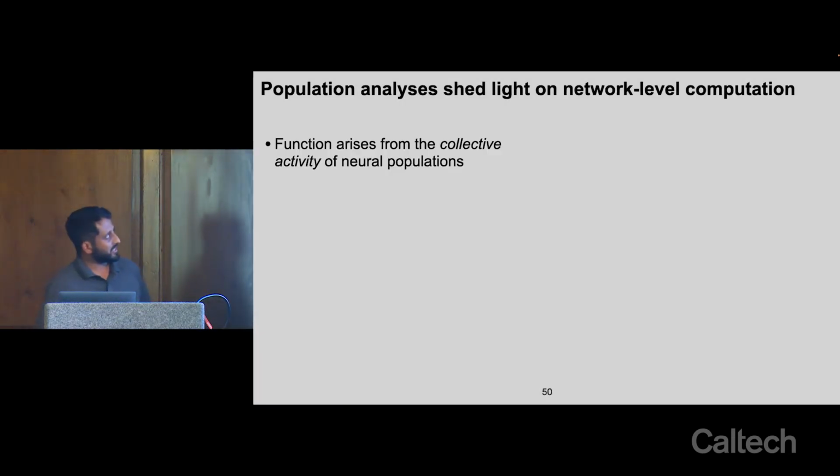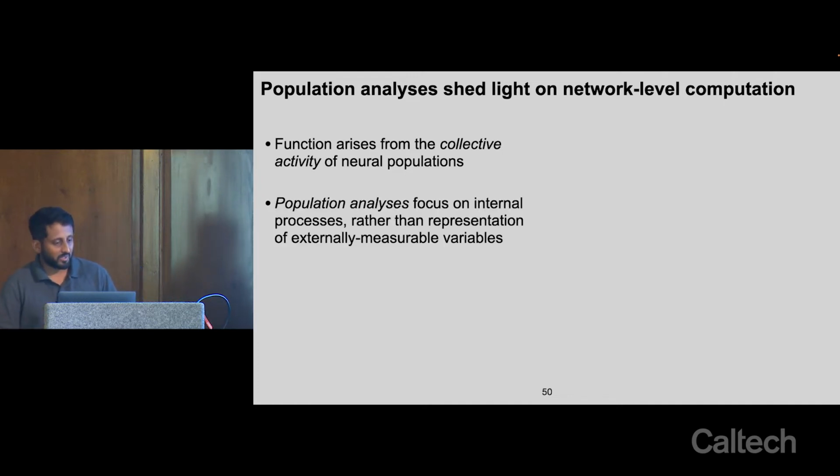Okay, so just for a little bit of motivation, and hopefully you're seeing the theme that we're getting at: we know that the rich sensory, motor, and cognitive functions that the brain performs arise from the collective activity of really vast populations of neurons. And so an emerging approach, like I just told you about, is to use population analyses to try to understand what these neurons are doing. So rather than thinking that the neurons just represent those external variables like behavior, let's probe the internal processes a little bit.